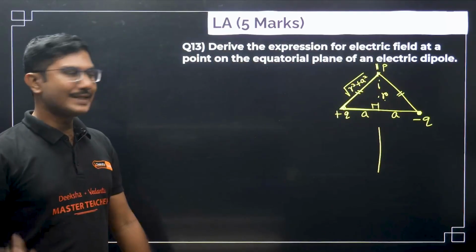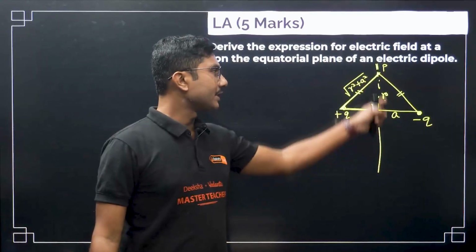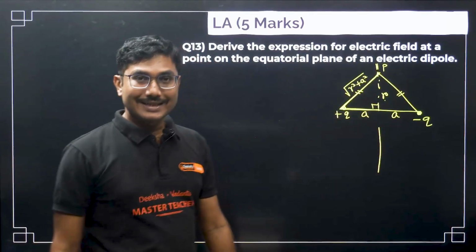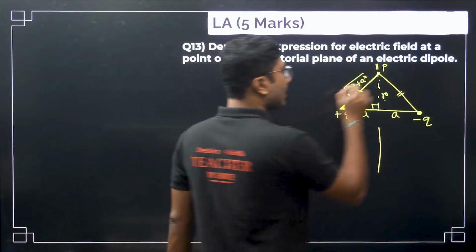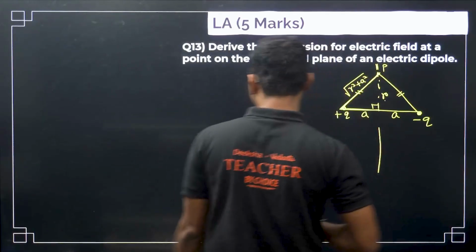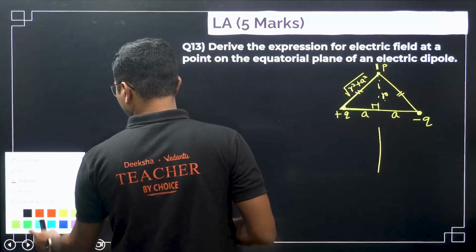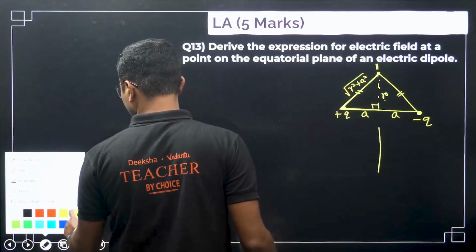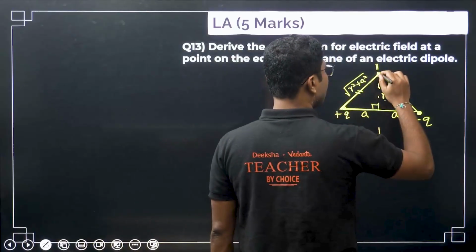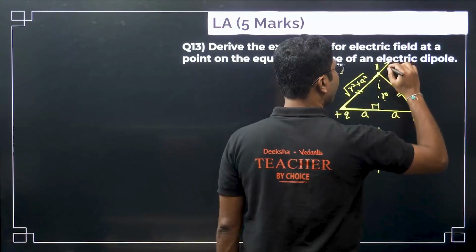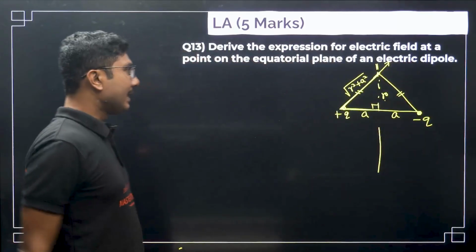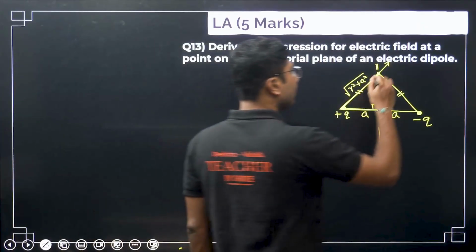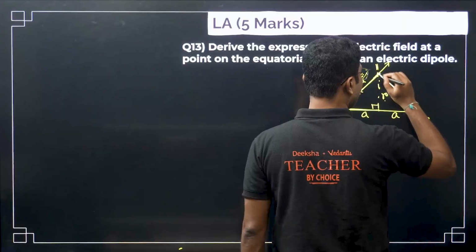Both sides will have the same distance, but we will measure the distance as per our usual convention, that is from the center of the dipole. Now this is point P. Now how can we calculate the electric field? So first we have to calculate the electric field due to the positive charge. Electric field due to positive charge will be away from, same principle. Electric field due to the negative charge will be towards.